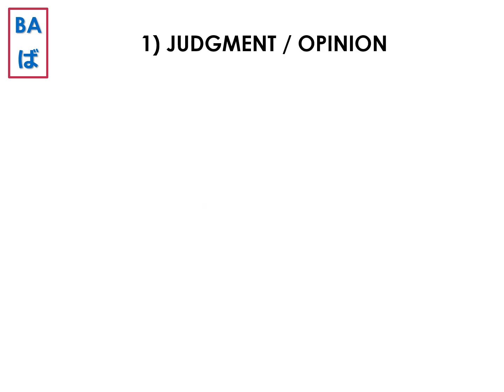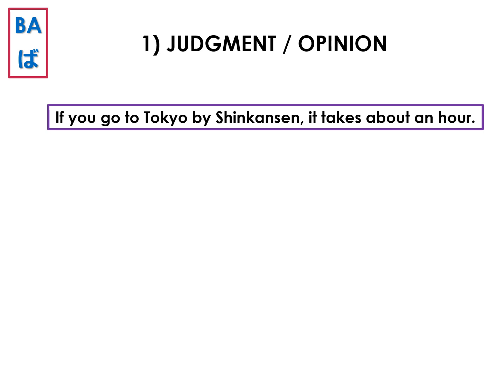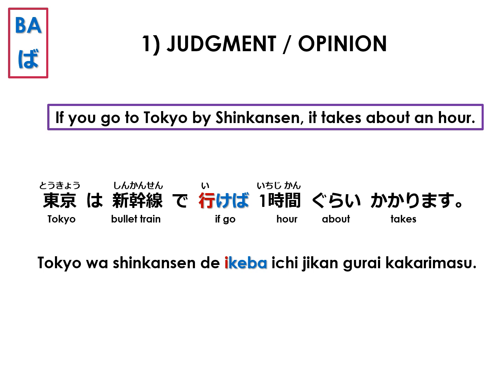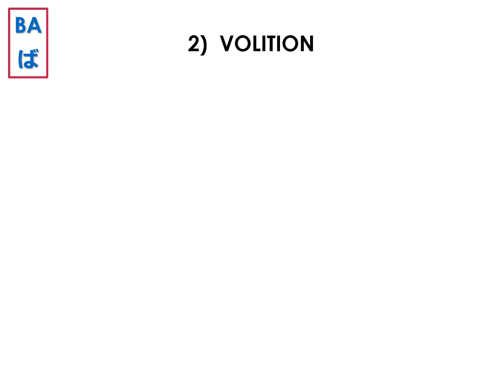Let's look at sample sentences. Our first example is of giving a judgment or opinion. The sentence, if you go to Tokyo by Shinkansen, it takes about an hour. In Japanese, 東京は新幹線で行けば1時間ぐらいかかります。 Next example is of volition.